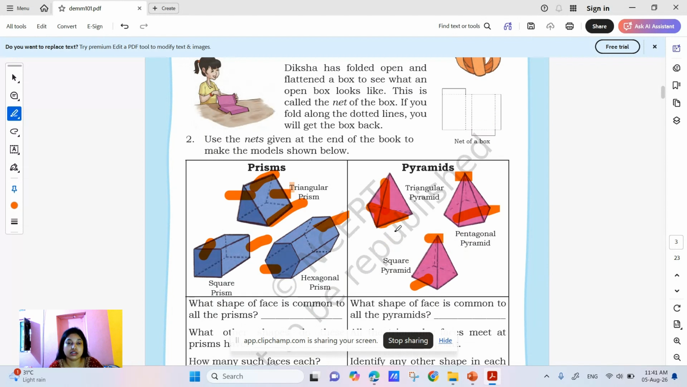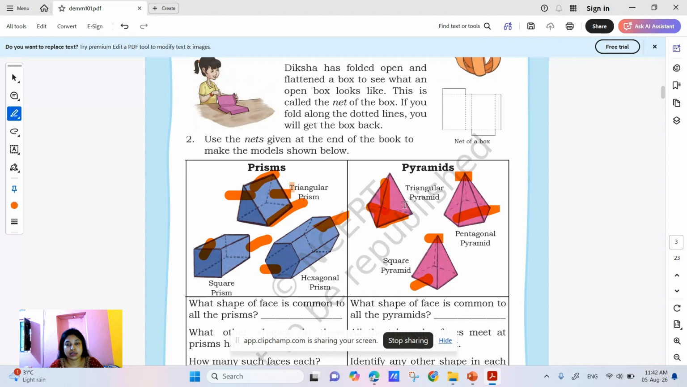So simple thing: prisms have similar bases. Like in this image, there is a triangular base. Here is a triangular base, and the lines are joined at its vertices. So it is called a triangular prism. In the square prism, both bases are square and lines are joined at the vertices, and it is called a square prism. In the hexagonal prism, the base is hexagonal and the lines from the vertices are joined to each other. It is called a hexagonal prism.